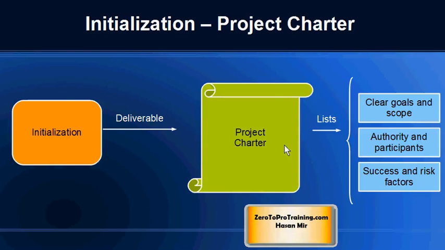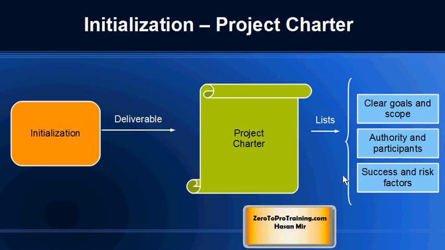The document lists the clear goals and scope of the project, who is the authority in making decisions related to the project, and who are the participants in the project, who are the members in the project team, and who are the members representing the client for which we are doing the project. And also the document lists success and risk factors. Key assumptions are listed in the document. If any of those assumptions is not true anymore, then the project is likely to fail. Also, the risk factors are listed in the document.